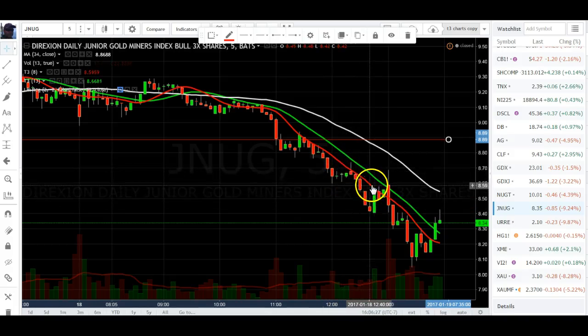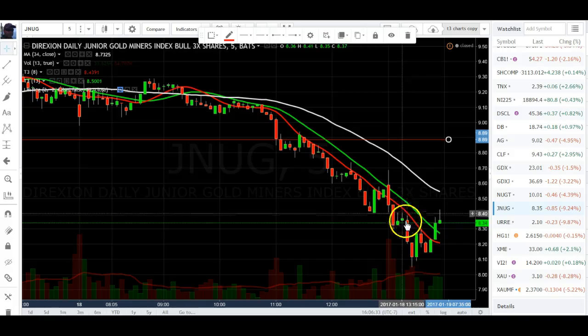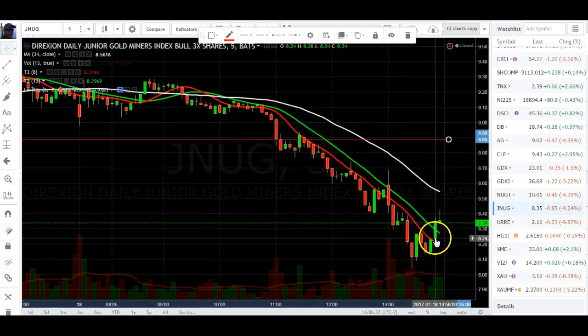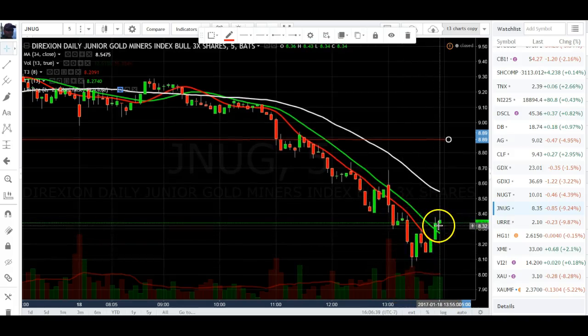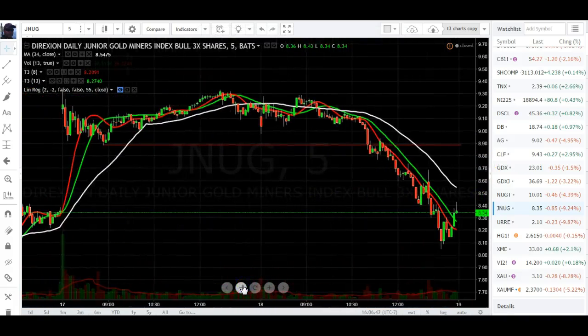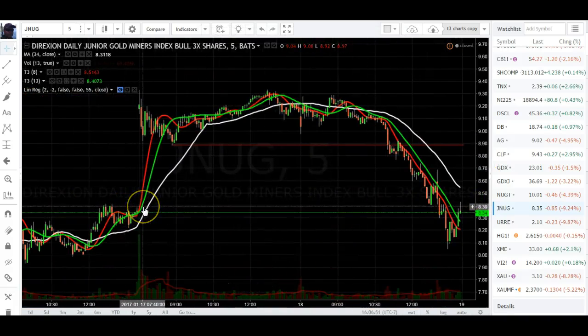And then that's where I thought the gap was going to fill, right there. I thought it was going to go, and then it came right back in. 2-bar pattern, higher low, boom, boom, boom, right back into support. Inverted hammer right over support. So there we go. 5 minute on JNUG, I'm bullish. And there's that gap.